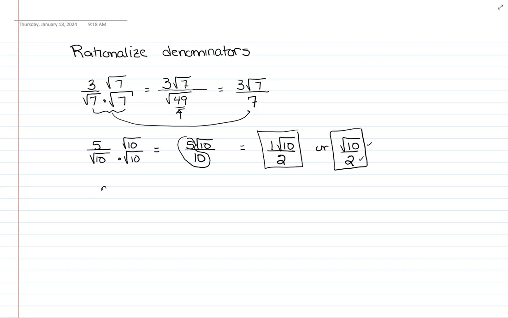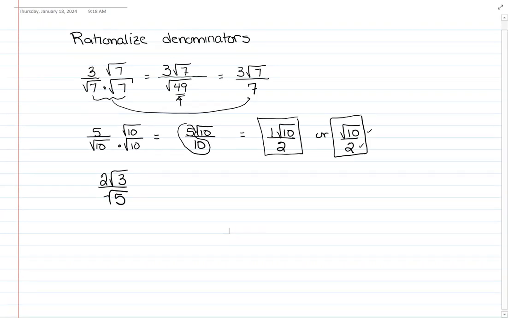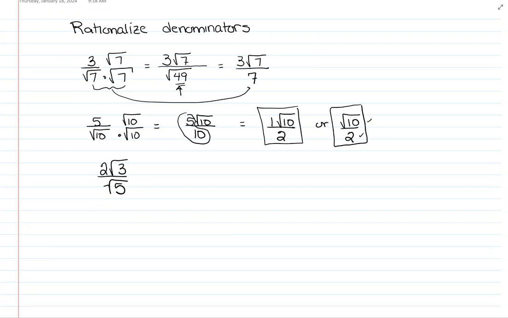For this last example, if I have 2 square root of 3 over the square root of 5. And again, the goal is to rationalize the denominator. So I'm not worried about the radical in the numerator. I'm worried about the denominator. So again, multiply top and bottom by whatever that radical is.